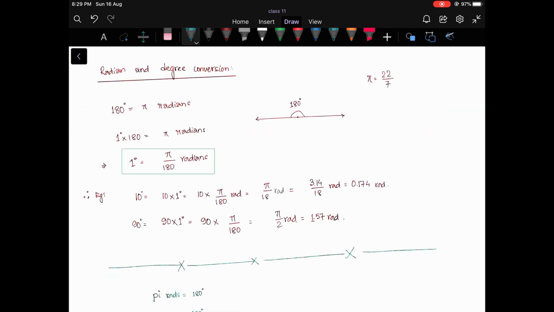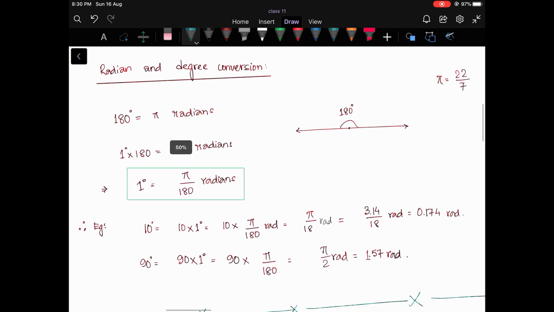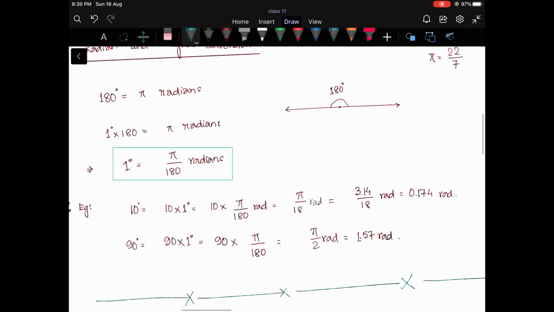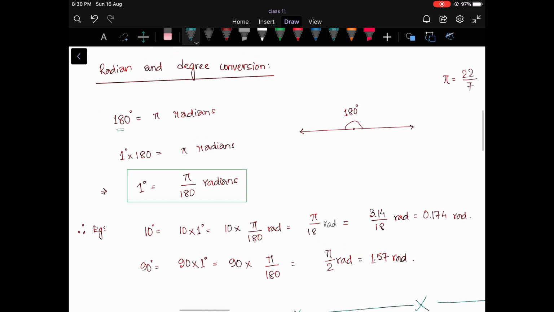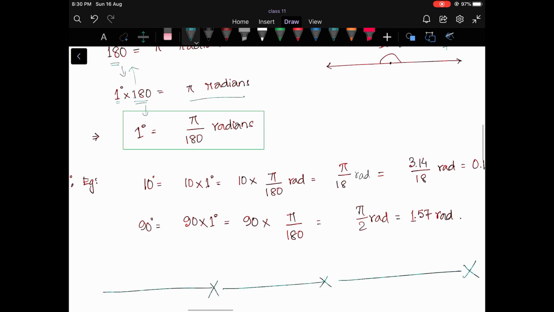Pi is going to help us measure angles, and pi also helps us convert any degree into radians. The conversions are as given here. We take 180 degrees, which is the measurement of a straight angle, and we call it equal to pi. That means we get 22/7. This 180 degrees can be written as 1 degree taken 180 times. So we can write 1 into 180, that is 180 degrees, equal to pi radians, or we can write 1 degree is equal to pi by 180 radians.